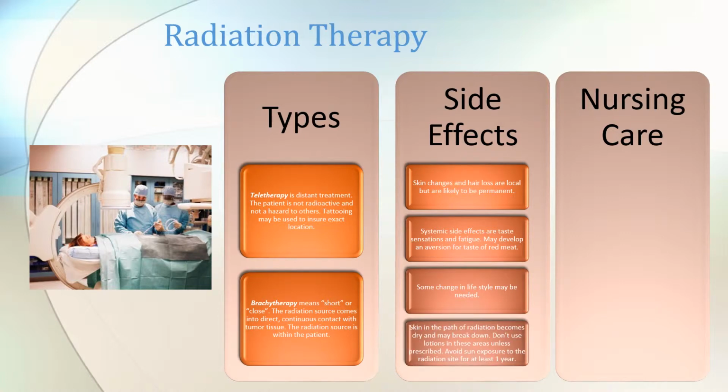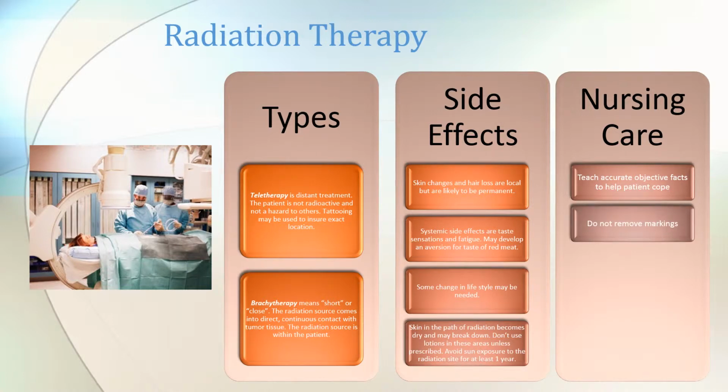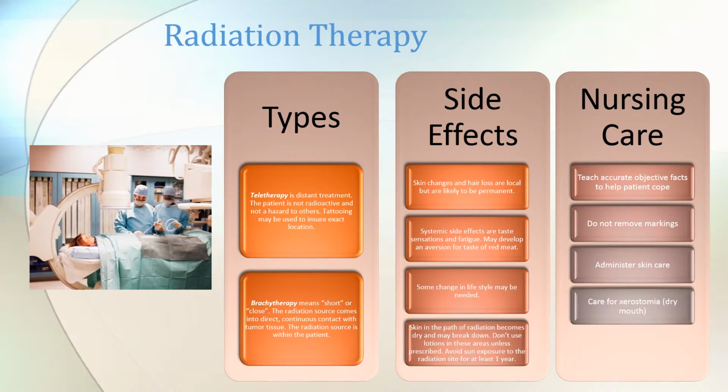Skin in the path of radiation becomes dry and may break down. Don't use lotions in these areas unless prescribed. And you'll also want to teach the patient to avoid sun exposure to the radiation site for at least 1 year. Nursing care will include to teach accurate, objective facts to help the patient cope. Teach the patient to not remove the markings. You want to teach them how to administer skin care. You also want to teach them how to care for xerostomia. And if bone is exposed to radiation, it is more vulnerable for fractures.